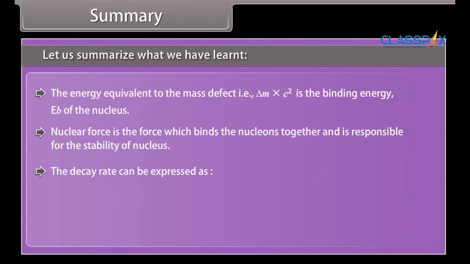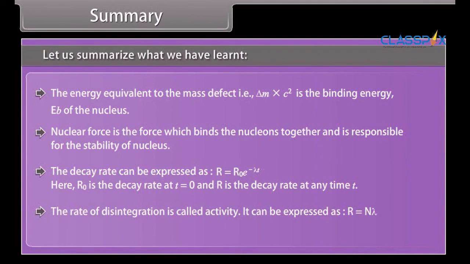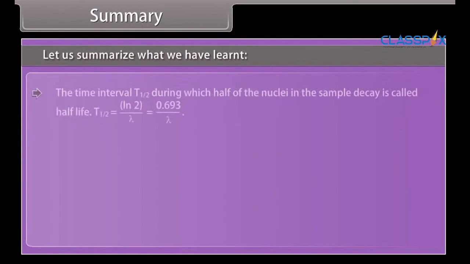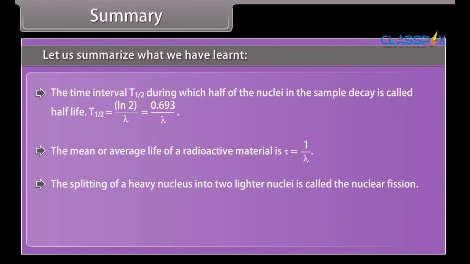The decay rate can be expressed as R = R0 e^(-λt), here R0 is the decay rate at t equal to 0, and R is the decay rate at any time t. The rate of disintegration is called activity. The SI unit for activity is becquerel. The time interval t½ during which half of the nuclei in the sample decay is called half-life. The mean or average life of a radioactive material is the average time for which a nucleus survives.